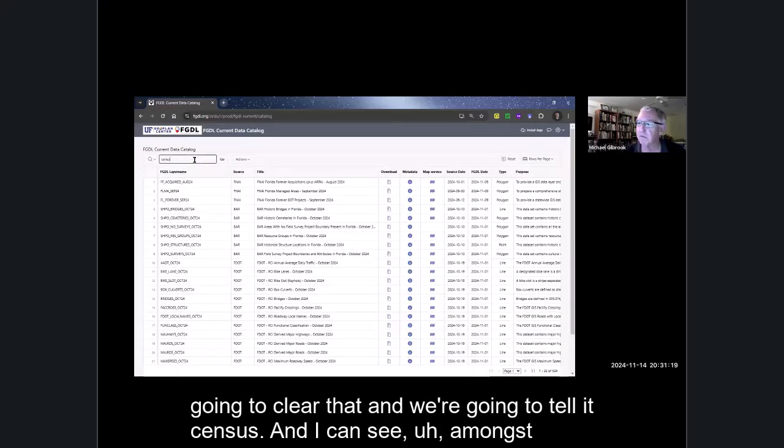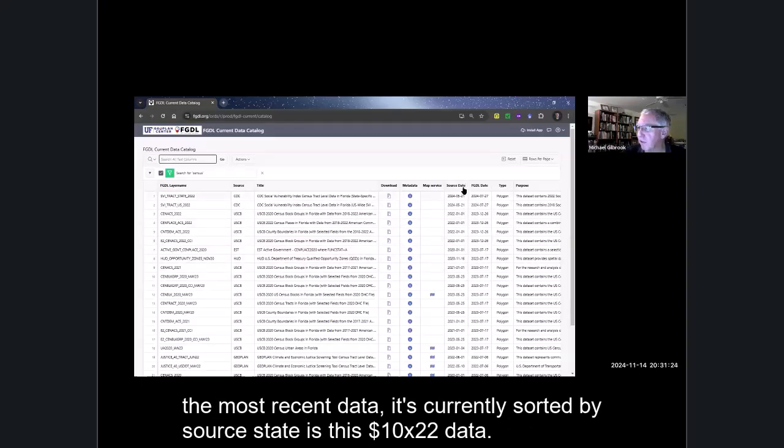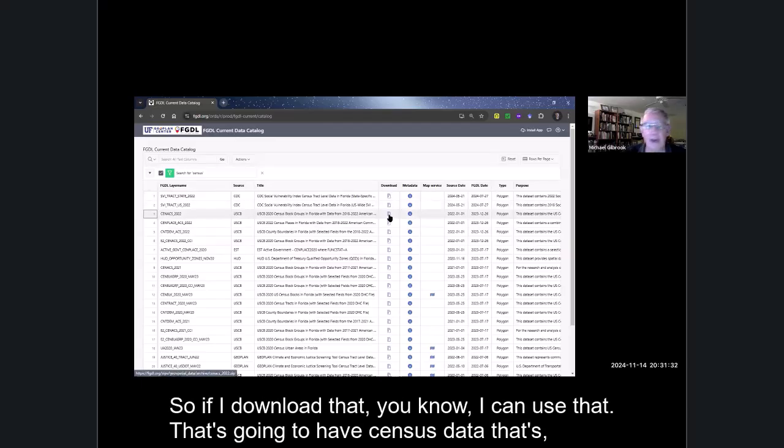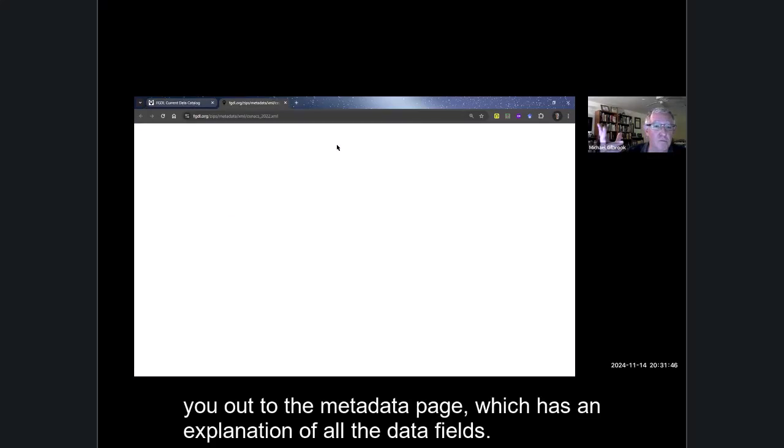And we're going to tell it census. And I can see amongst the most recent data, it's currently sorted by source date, is this Census 2022 data. All right. So if I download that, I can use that. That's going to have census data that's the latest available, basically. Clicking on this metadata link takes you out to the metadata page, which has an explanation of all the data fields. Once it actually shows up.